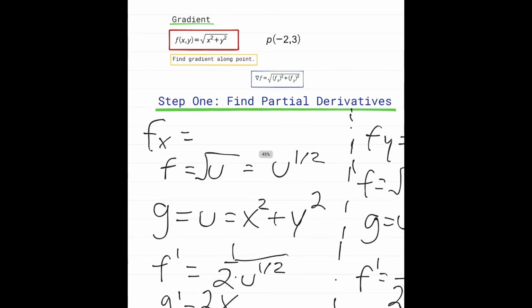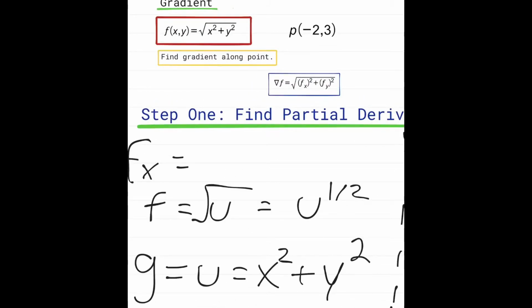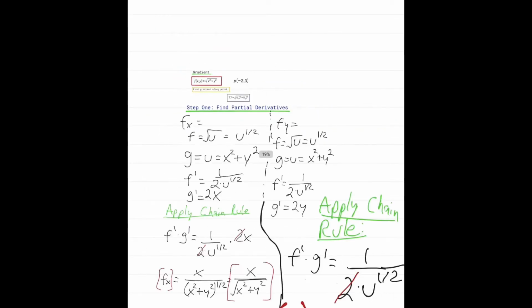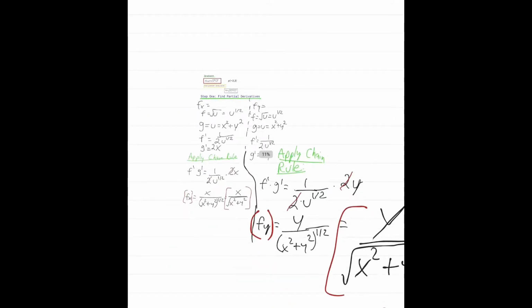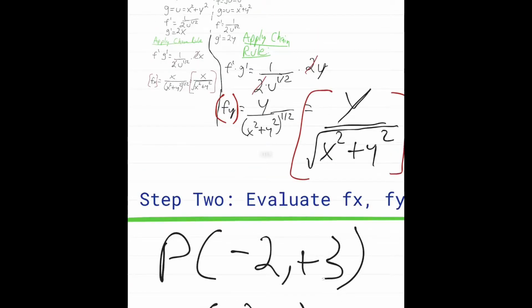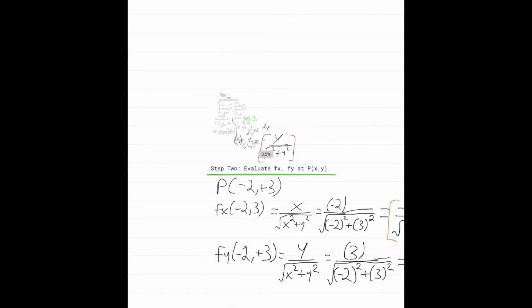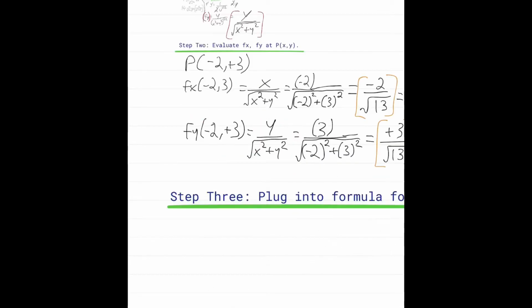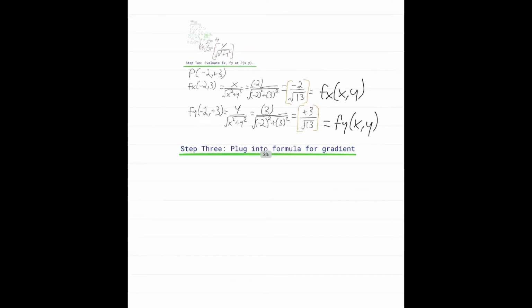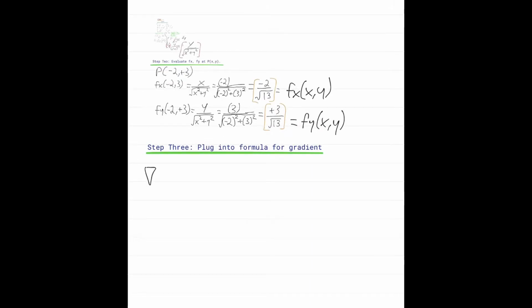So we're asked to find the gradient along the point. Do we see the gradient of f is equal to the square root of partial x squared plus partial y squared? Why? Well, this is because gradient is a magnitude. So we're going to go ahead and use that formula. So we have the values of partial x and partial y evaluated at the point P. Now what we're going to do is simply plug them into the formula. So the formula, I'll rewrite it here so we can reference it. So this is the formula we're going to use.